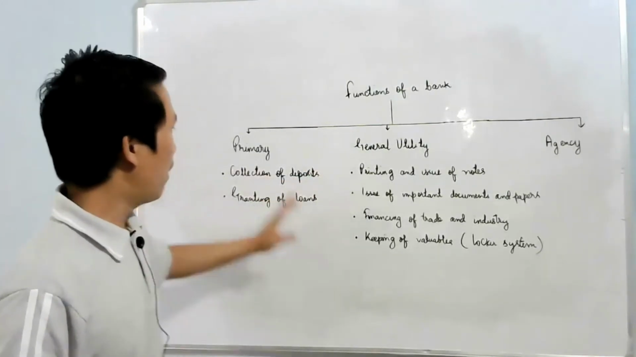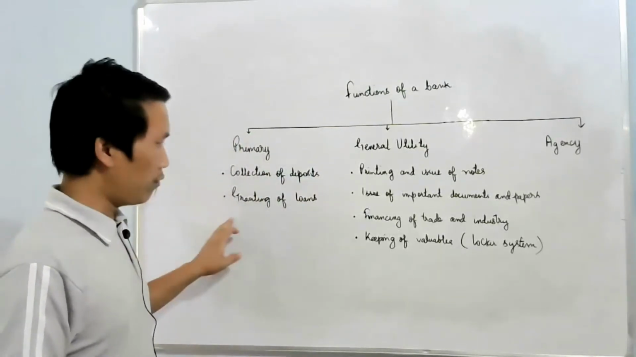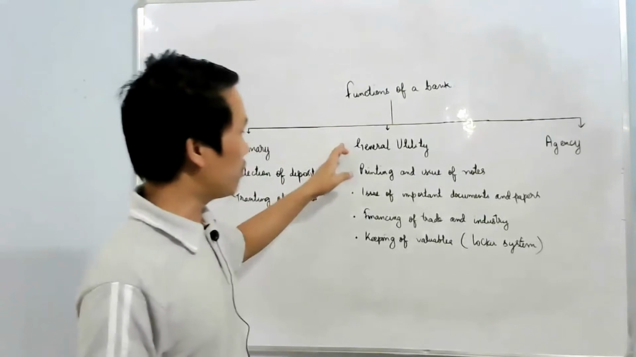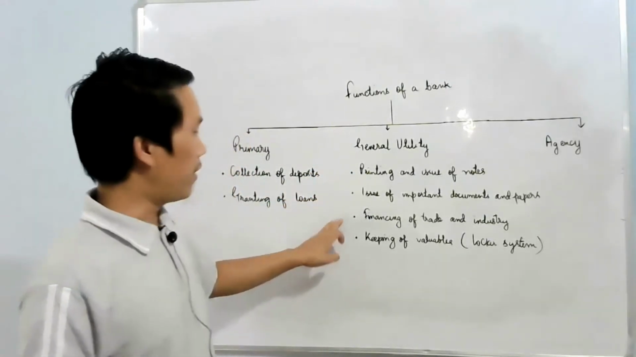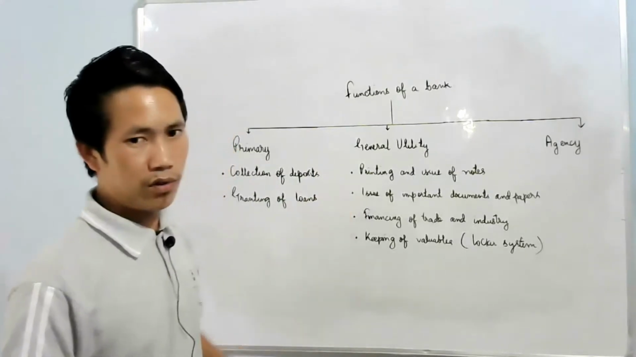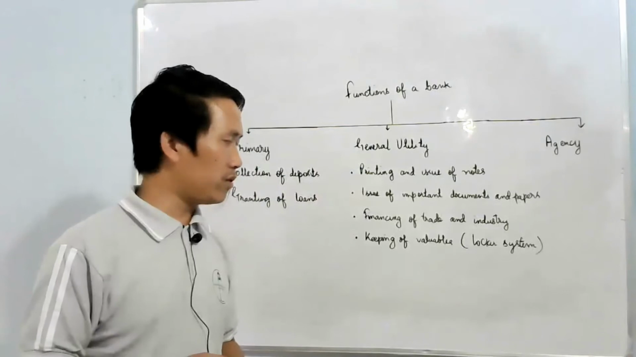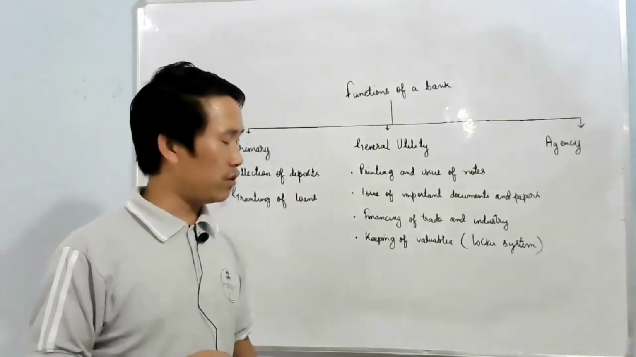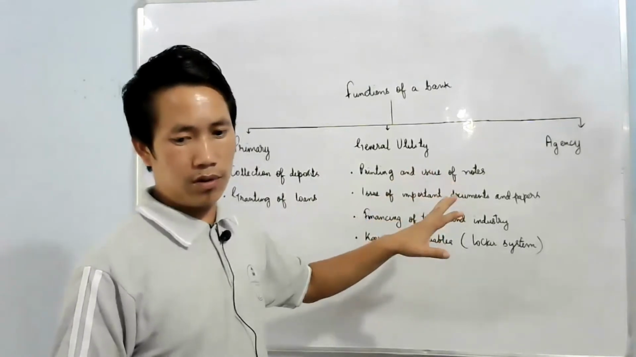Let me sum this up. Under primary functions, we have collection of deposits and granting of loans. Under general utility functions, we have printing and issue of notes and currencies, then the third function is financing of trade and industry, and the fourth is keeping of valuables, which we call locker system. So in the next class, we'll be discussing the agency functions.